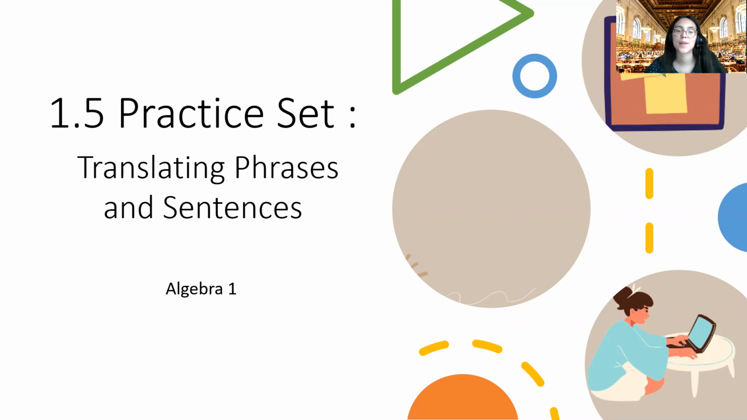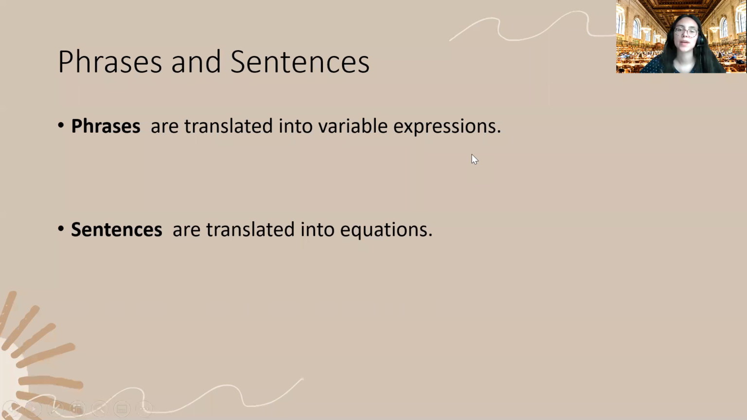Today we're going to work on our practice set for section 1.5 where we learn to translate phrases and sentences. Today we're actually going to recap what we learned last time and learn a little bit more about translating sentences into equations. So last time we learned how to translate phrases into variable expressions. So now would be a really good time to review what a variable expression has.